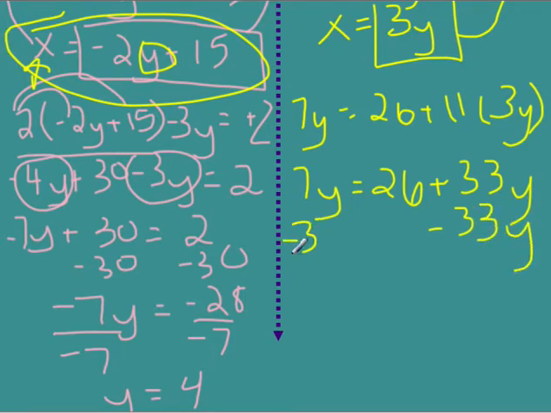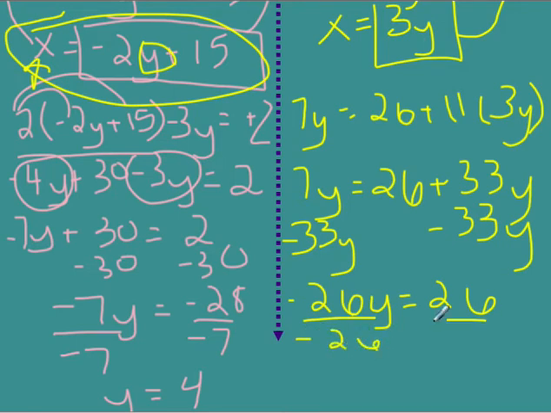Well, since that's positive, I'm going to subtract 33y from both sides. So I get negative 26y is equal to 26. Divide both sides by negative 26, and I end up getting that y is equal to negative 1.